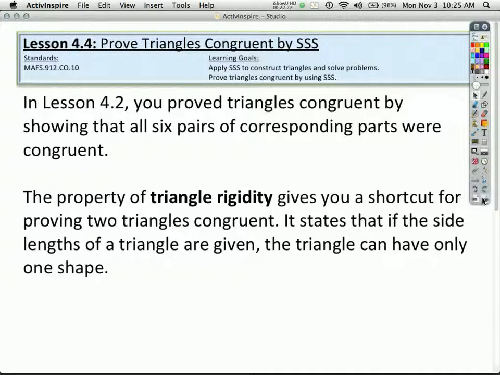enough. If we have the side lengths of the triangle, and they're the same as another triangle, then they can only have one possible shape. And that means that the other one would have to have the exact same shape. Okay? Again, if you have 3 sides of a triangle given to you, it can only form one particular triangle.